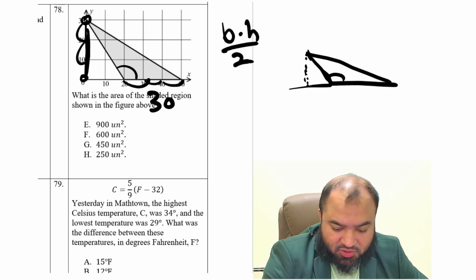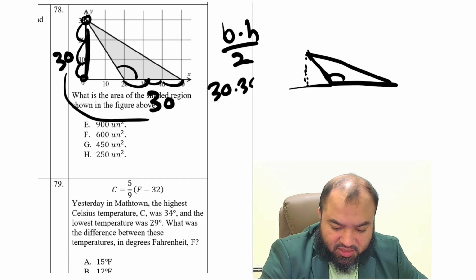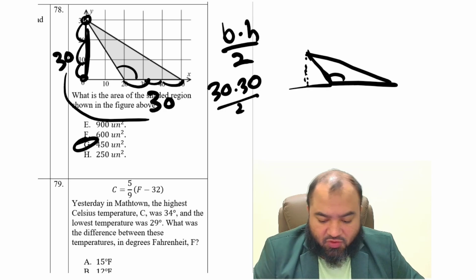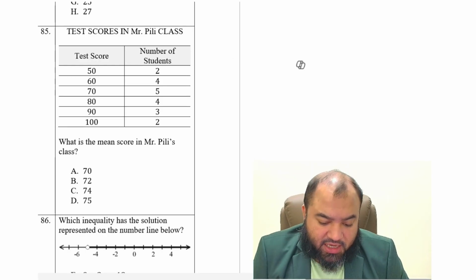So that's 10, 20, 30 as well. So 30 times 30, base times height, divided by 2. That's 900 divided by 2, 450. Okay, the next good question is 85.